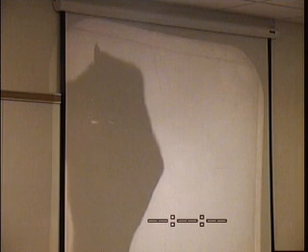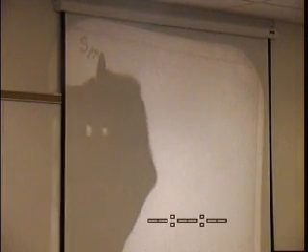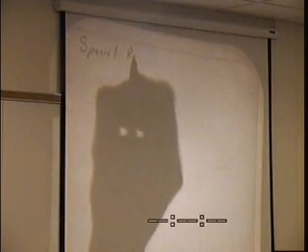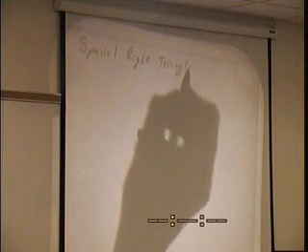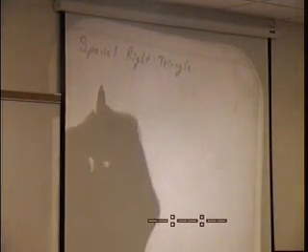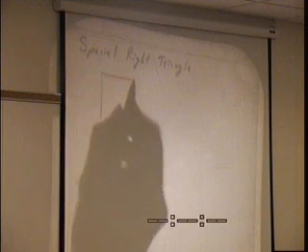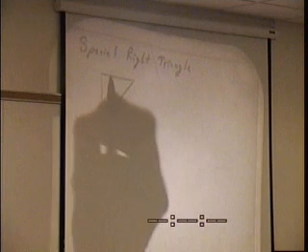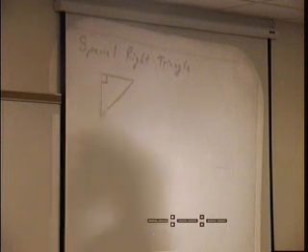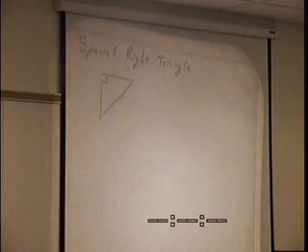Let's look at our first special right triangle. Use your blank paper for this. We're going to do this one. This is called an isosceles right triangle. It's a right triangle because it has a right angle.